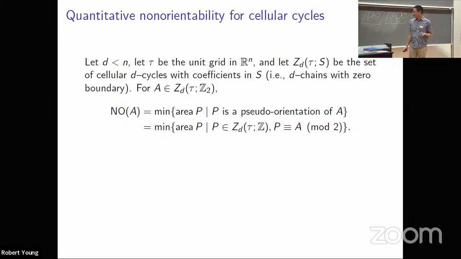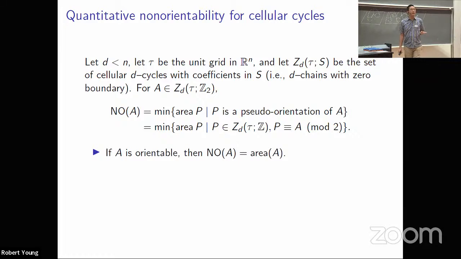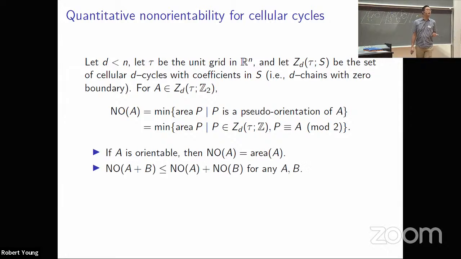And so in particular, if your original cycle is orientable, then it's easy enough to lift by choosing an orientation. The non-orientability is equal to the area. And furthermore, this quantity is subadditive. If you have two cycles A and B, and you have a lift of A and a lift of B, then the sum of those lifts is a lift of A plus B. So the non-orientability of A plus B is at most the non-orientability of A plus the non-orientability of B.